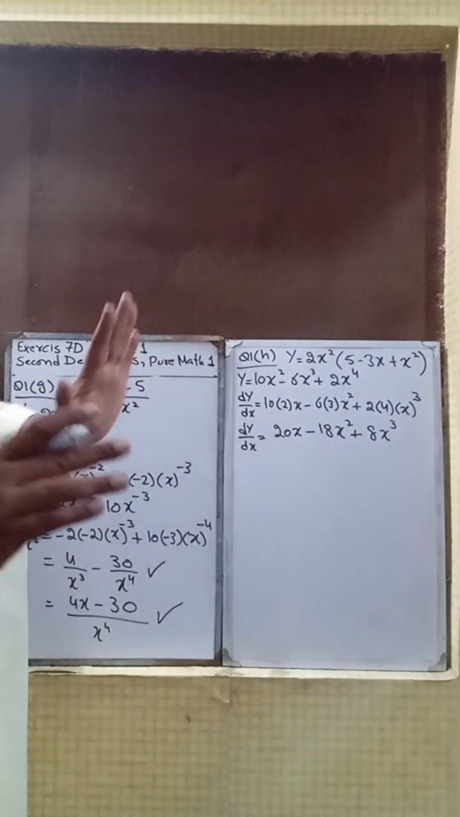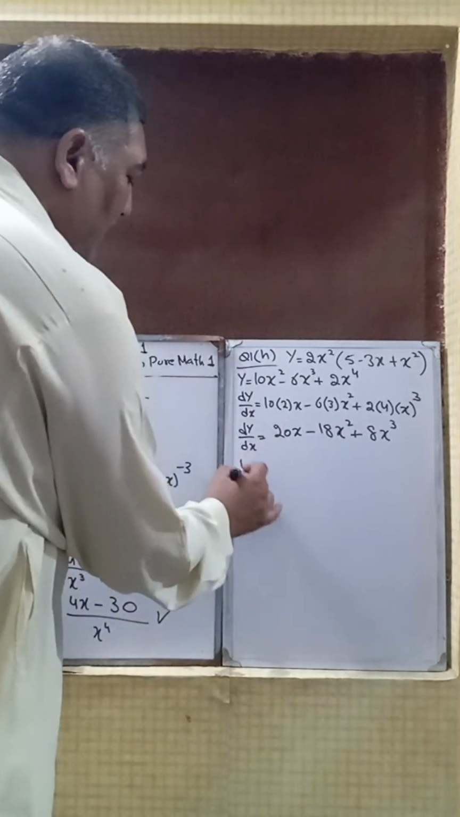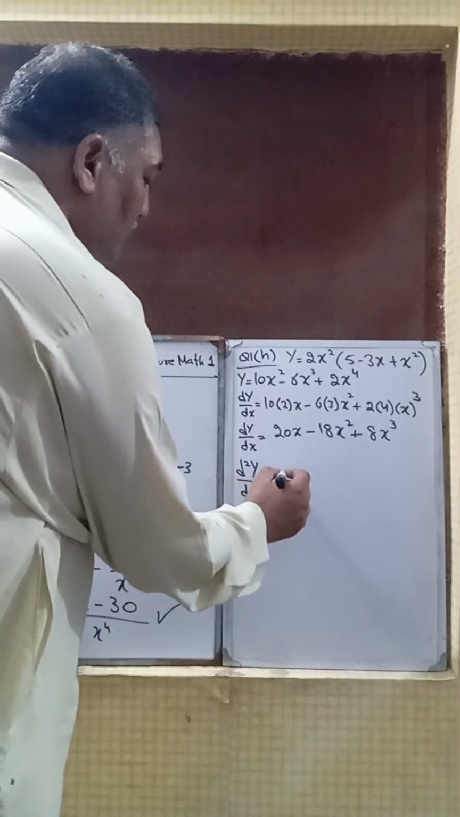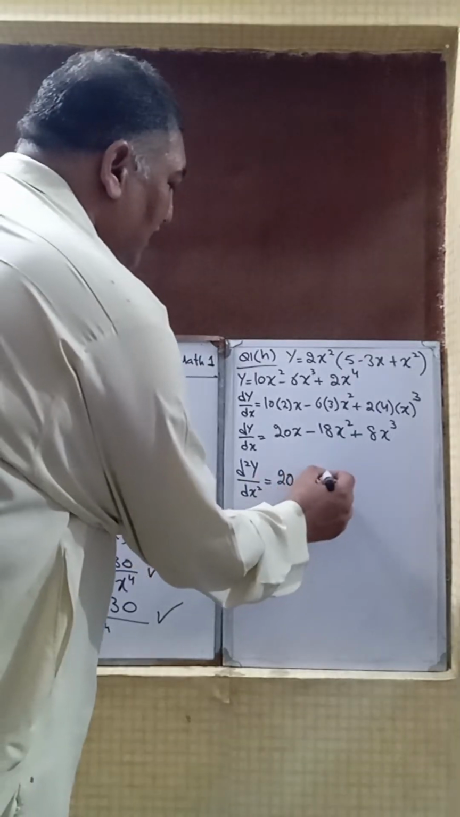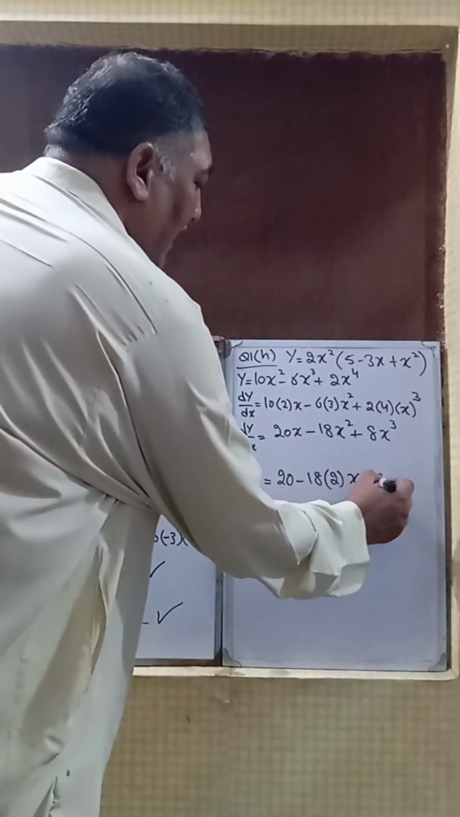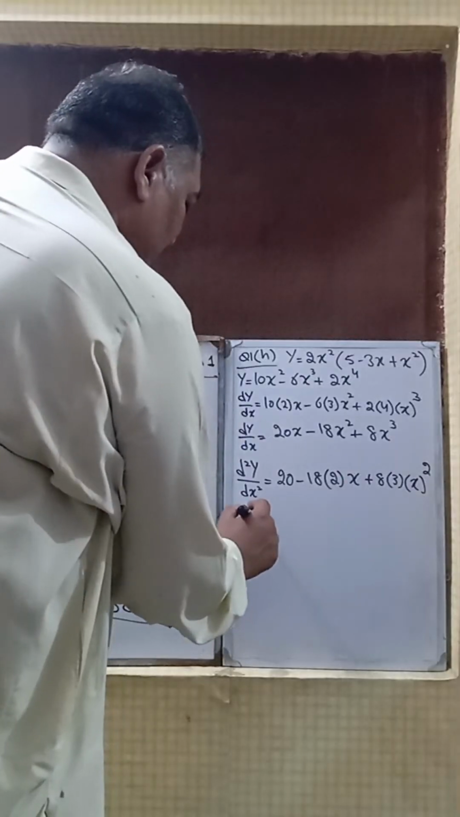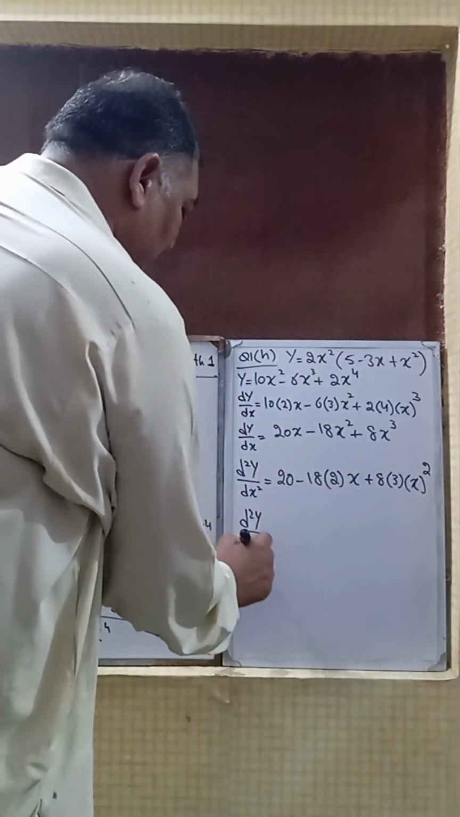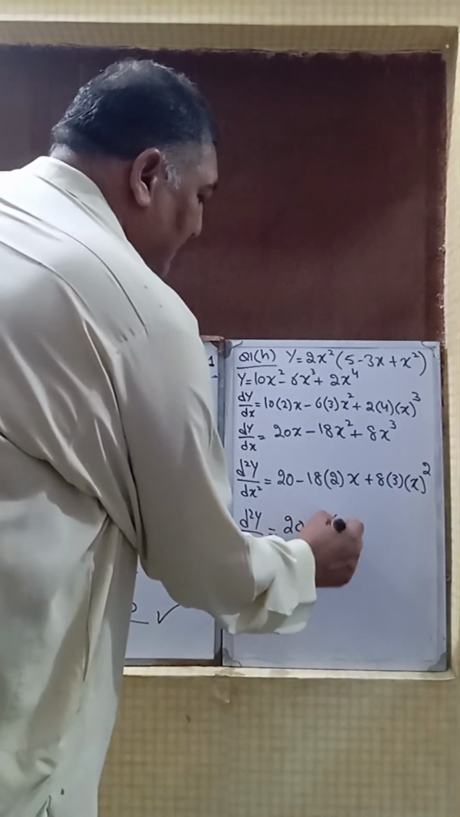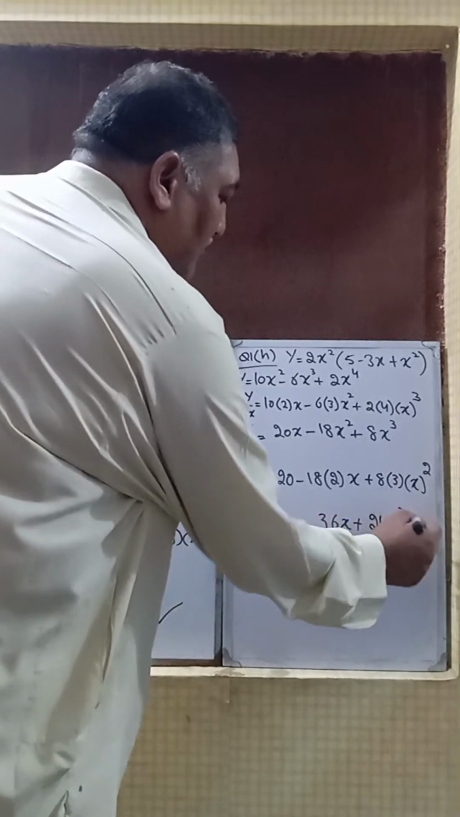Then this is the first derivative. The question is to find the second derivative. I will derivate it again. So d square y by dx square is equal to 20, then 18 into 2 into x raised to power 1, plus 8 into 3 into x raised to power 2. So the second derivative d square y by dx square will be equal to 20 minus 36x plus 24x square.